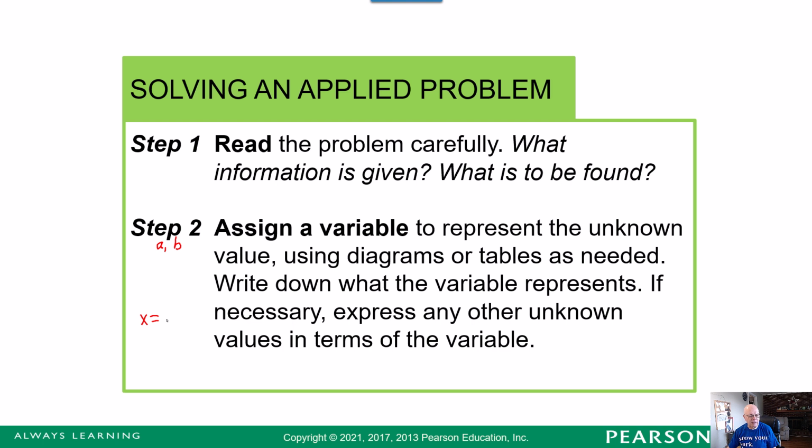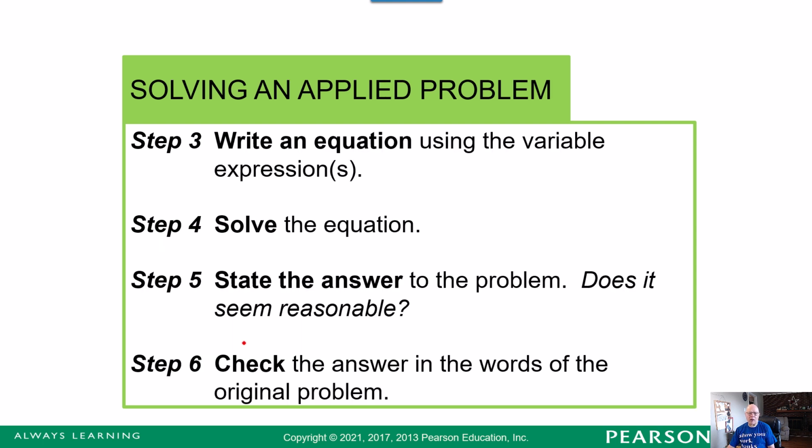x equals what? Speed of Joe, for example. And you might even put in that's in miles per hour. You can't have too much information in front of you so that when you want to reference it, it's right there. And you don't have to go back and read the problem again, most likely, until the very end. Step 3: write an equation with those variables and what the problem actually says.